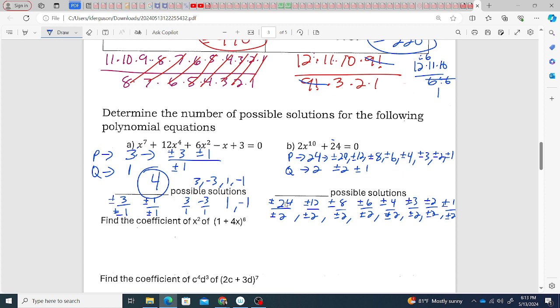So plus or minus 24 over plus or minus 2, that's either positive or negative 12. Plus or minus 12 over plus or minus 2, that's plus or minus 6. Plus or minus 8 over plus or minus 2, that's plus or minus 4. Plus or minus 6 over plus or minus 2, that's plus or minus 3. Plus or minus 4 over plus or minus 2, that is just plus or minus 2.